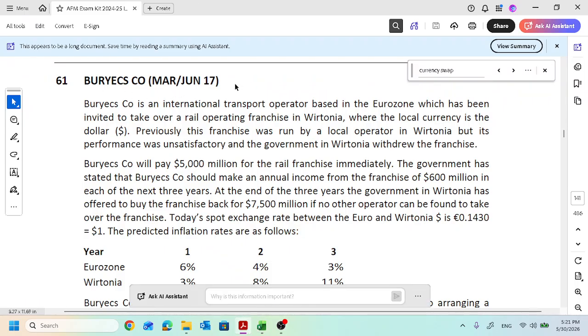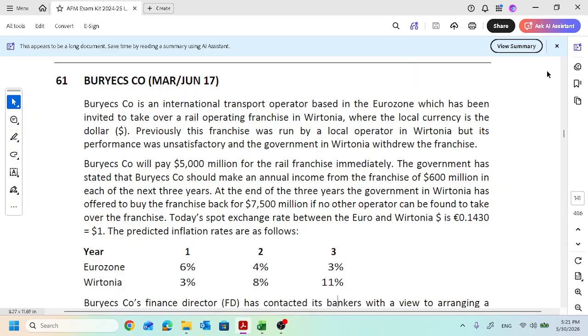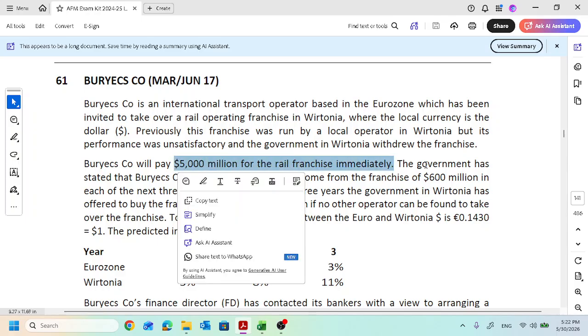See, this is a March-June 2017 question. This is from the Kaplan book I have taken. Buryecs Company is an international transport operator based in the Eurozone, which has been invited to take over a rail operating franchise in Virtonia, where the local currency is the dollar. Previously, this franchise was run by a local operator in Virtonia, but its performance was unsatisfactory and the government in Virtonia withdrew the franchise. Buryecs Company will pay $5,000 million for the rail franchise immediately. So this is the initial investment in dollars. Okay.